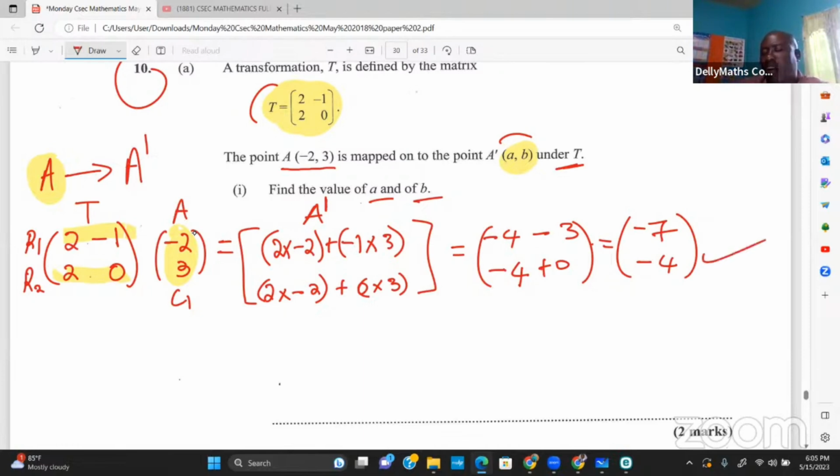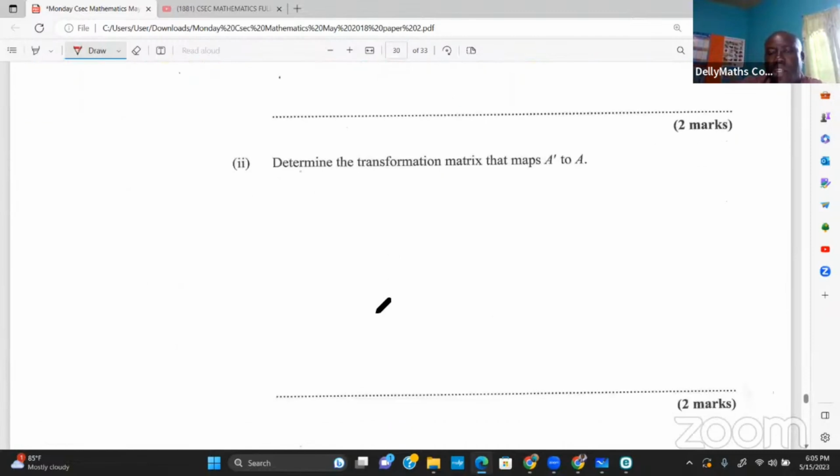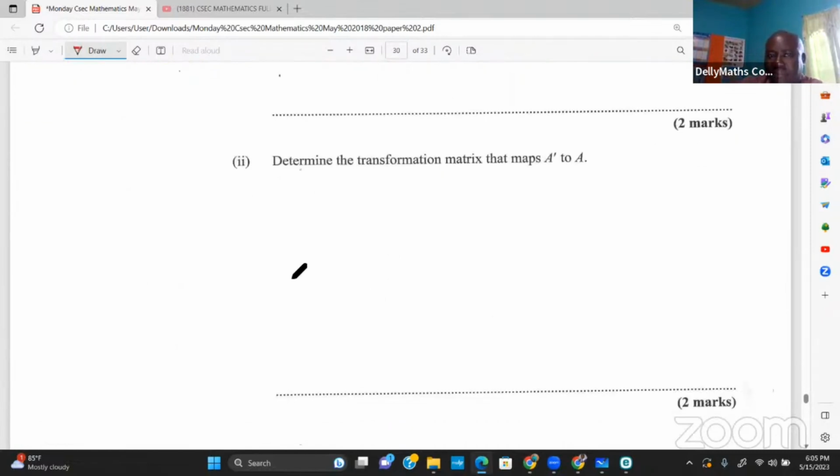So that's what you do. You're expected to do that. No stress, take your time and work. A transformation matrix must go to the left of the point, please, all the time. So you write it first. Follow the order and you see what's going on. That's an easy 2 marks, and we're at question 10.